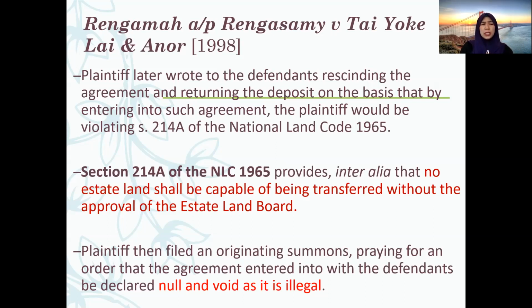So what does it say? Section 214A provides, inter alia, that no estate land, and obviously the land in question was estate land, shall be capable of being transferred without the approval of the estate land board. Meaning that no transfer can be made unless you obtain the approval from the board. The plaintiff then proceeded to file an NOS, or originating summons, in the court, praying for an order that the agreement entered into with the defendants be declared null and void as it is illegal. That's the request by the plaintiff.